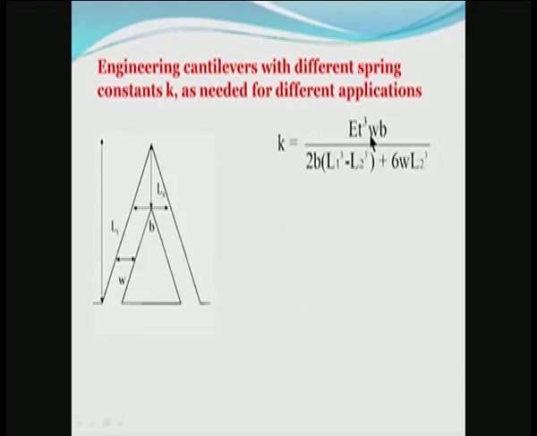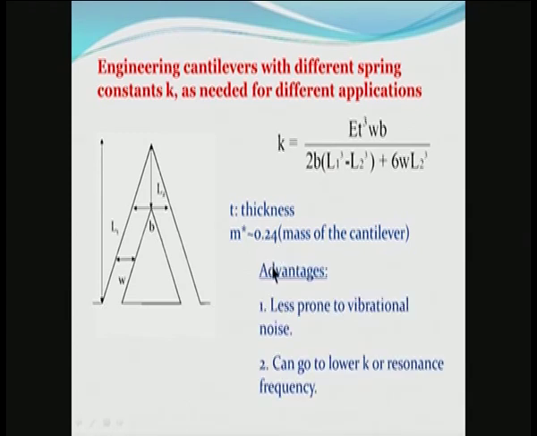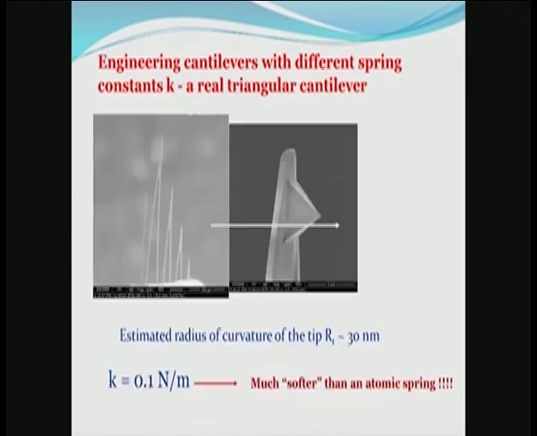The K of this is given by this formula, where W, B and T have the usual meanings shown over here, T is the thickness, and M star in this formula is 0.24 times the mass of the cantilever. The advantage of having a shape like this is that it is less prone to vibrational noise and can go to lower K or resonance frequency than the rectangular cantilever that we encountered earlier.